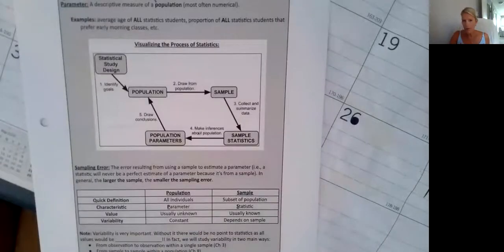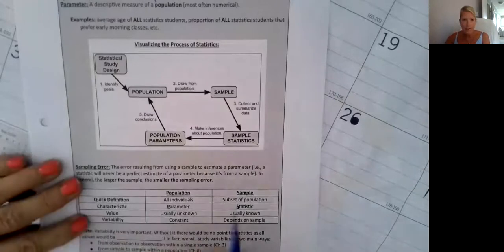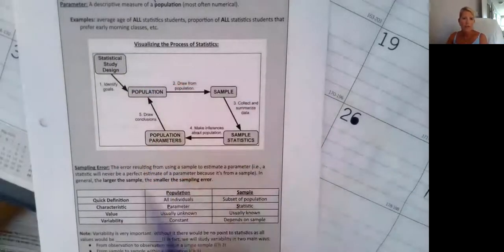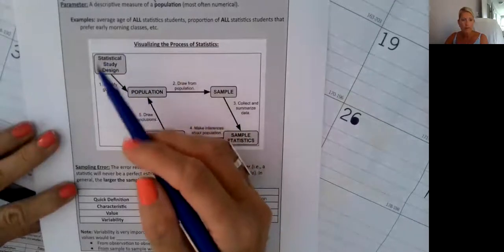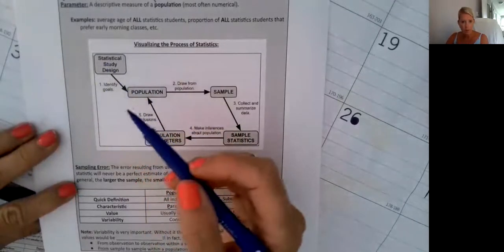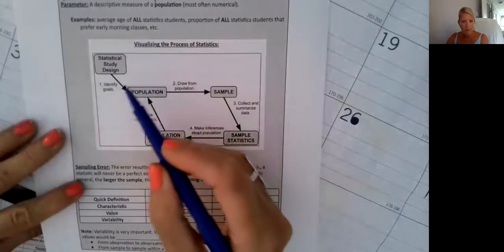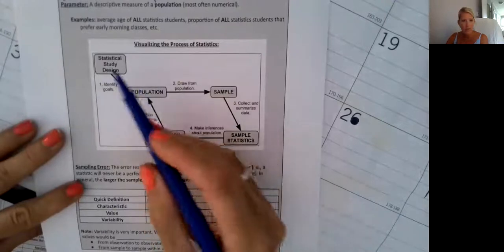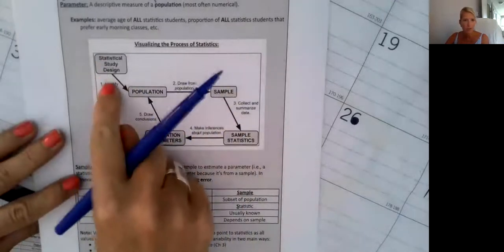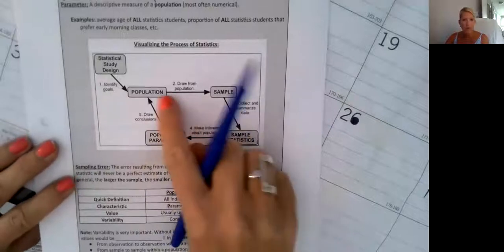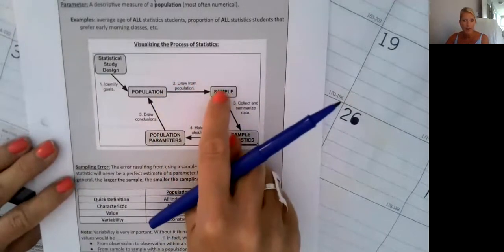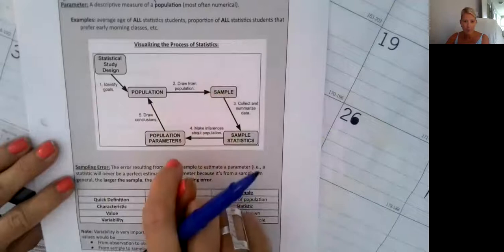So if you want to put the whole big structure of statistics, the process of statistics, together, you're going to first start at some kind of a goal. What is your statistical study design? What do you want to learn about some kind of a population? So you have to decide what population you would be referencing, what you want to study or what you want to learn. From that population, you're going to draw some kind of a sample, hopefully a random sample.